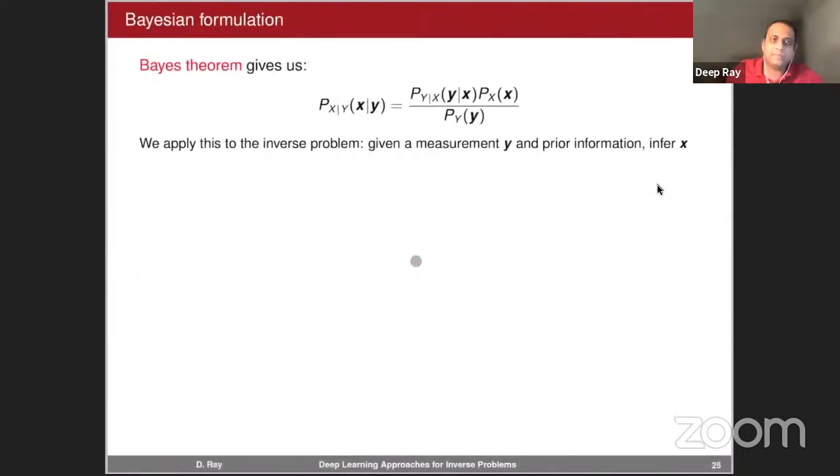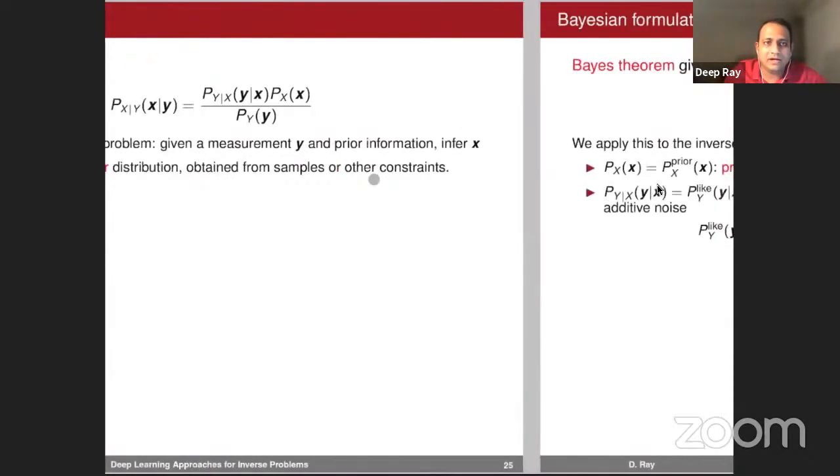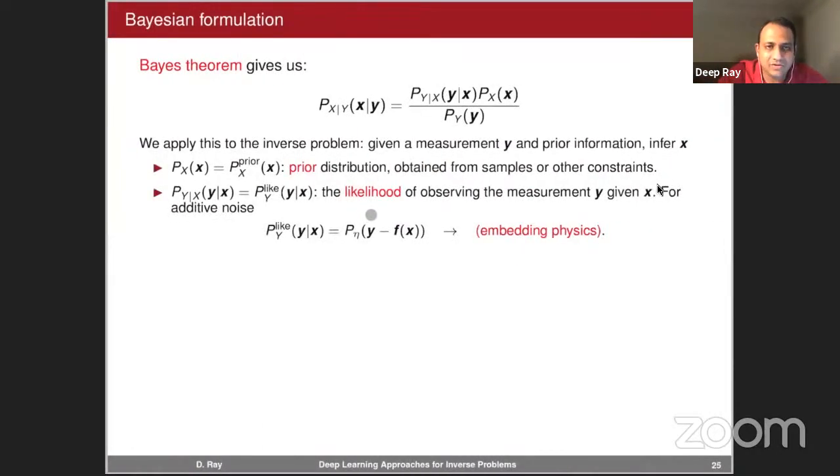Okay, so to talk about the Bayesian formulation, you have to start with Bayes' theorem, which says that the conditional of x given y is the probability of y given x times the marginal of x divided by the marginal of y. And if we apply this to set up an inverse problem where we're given a measurement y and some prior information, we want to infer the x that leads to that y, then the p x of x can be interpreted as a prior information. And there's a prior distribution that you have to somehow construct based on some samples that you're given, or maybe some additional constraints about x that are known. That's step one. Then p y given x is the likelihood of observing the measurement given some x.